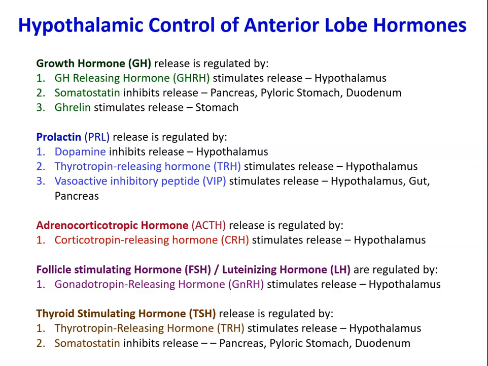Finally, TSH, or thyroid stimulating hormone, made by the thyrotropes, is regulated by thyrotropin releasing hormone, which stimulates its release, and that's from the hypothalamus, and somatostatin, which inhibits its release, and again, that's made in the pancreas, the pyloric stomach, and duodenum.